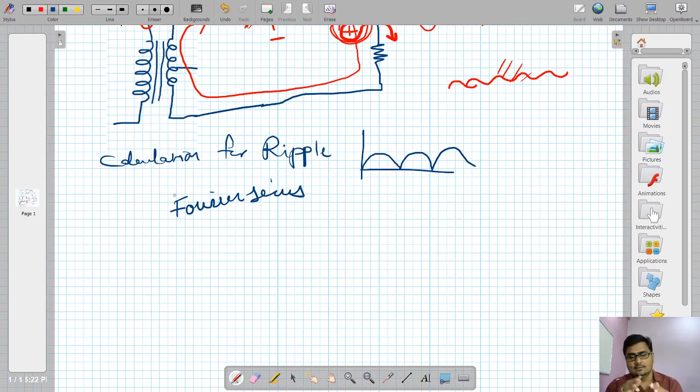So what we'll do, we'll start with this ripple factor calculation in the next lecture, is it? For the time being, this inductor filter with full wave rectifier is okay. We'll stop here this time, and then in the next lecture we will start with the ripple factor of the inductor filter with full wave rectifier. Is that okay? Then thanks a lot.